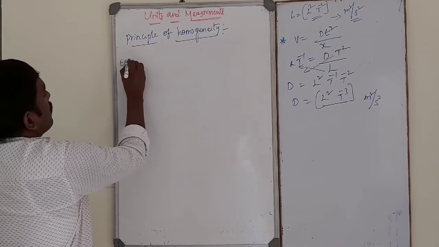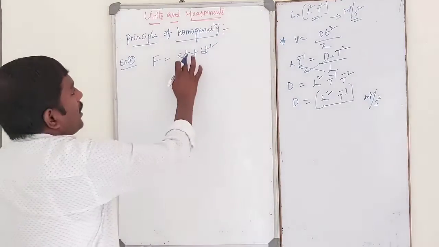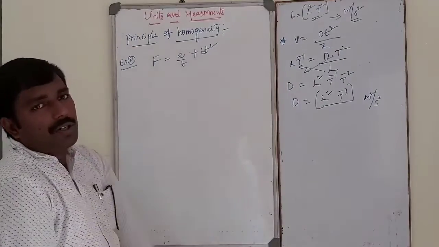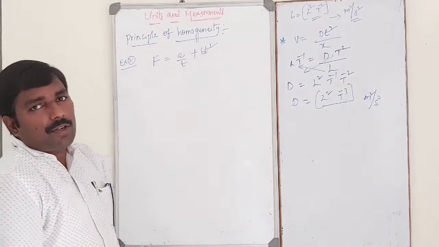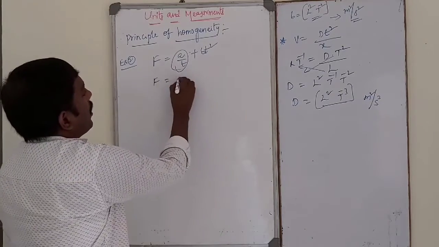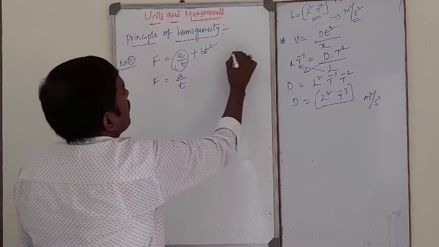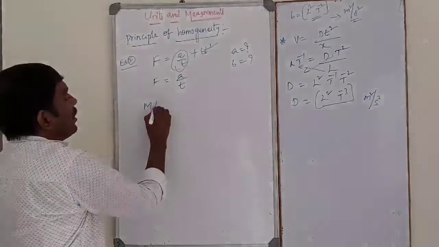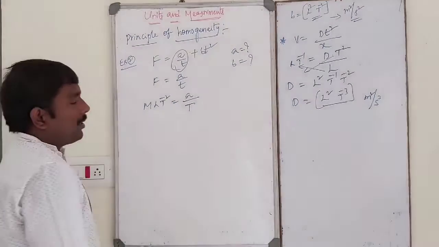Next, another example. Example 2: F is equal to a by t plus bt square. In this case, a and b are constants. According to the principle of homogeneity, dimensions on both sides of the equation must be the same. This is also a force term, F is equal to a by t. I want the dimensions of a and b. The dimensional formula for force is MLT^-2, a divided by T, where T is the dimensional formula for time.